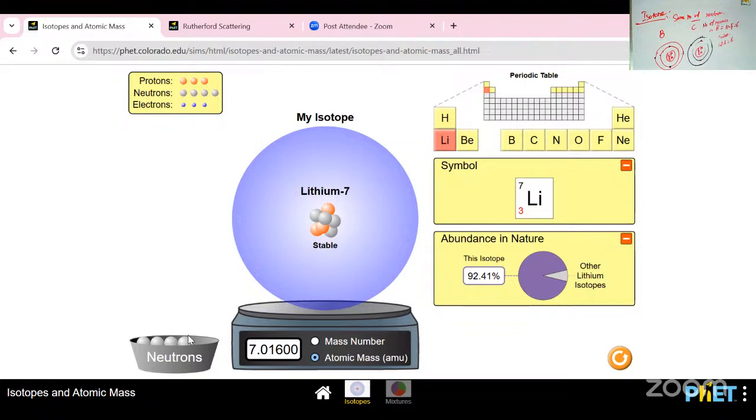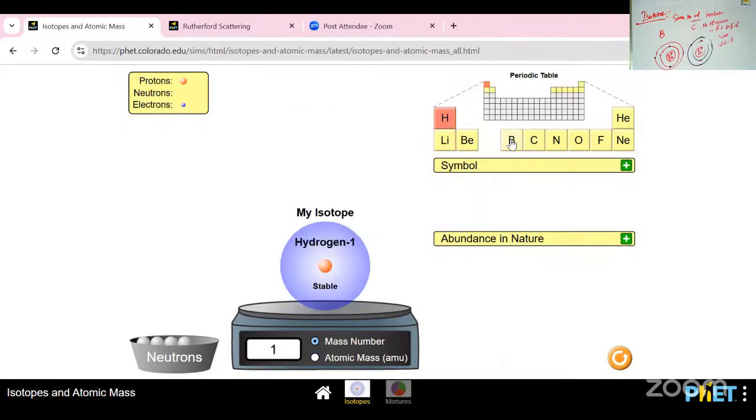When I add some neutrons in this area, this is the instability. Unstable means it is moving in this position. Here also note the instability. The abundance is 0 in lithium 8. The mass number is increased because I am adding one neutron here. This is an example of an unstable isotope. Here also it is unstable.